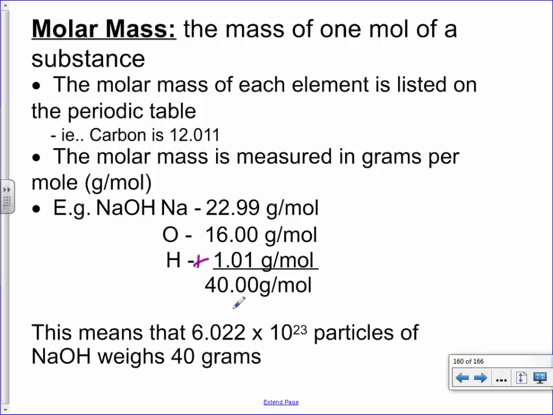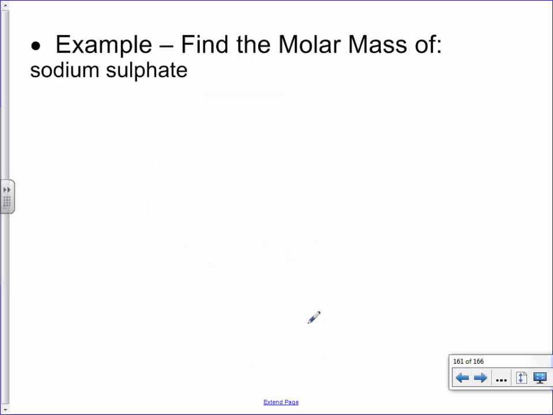Let's try another example. This one I had written out. Let's do a couple that aren't written out for you. Let's try to find the molar mass of sodium sulfate.